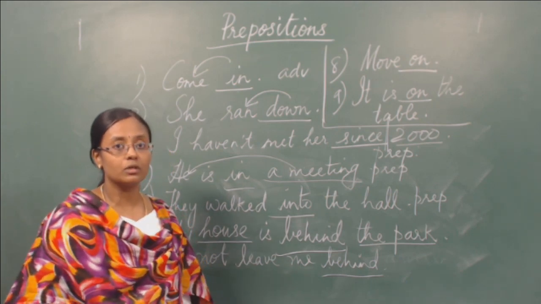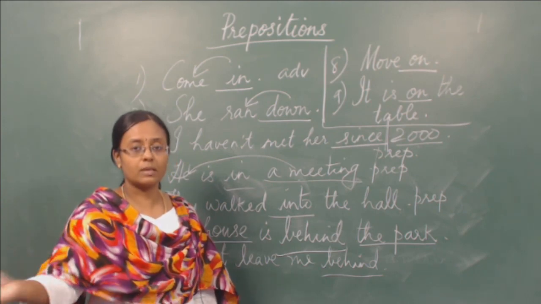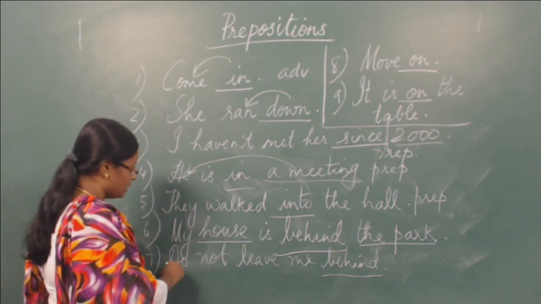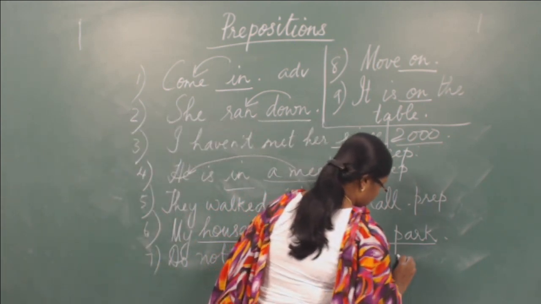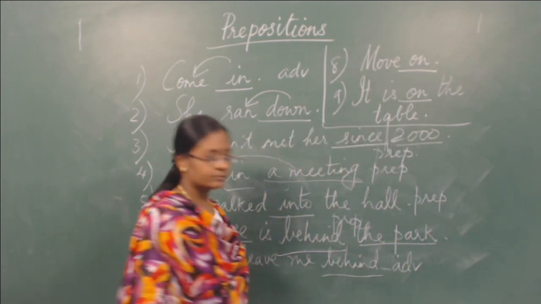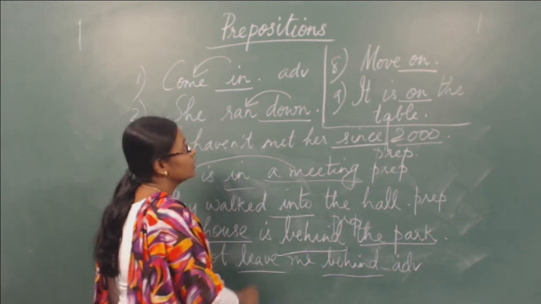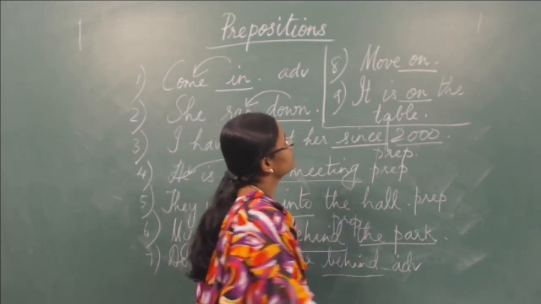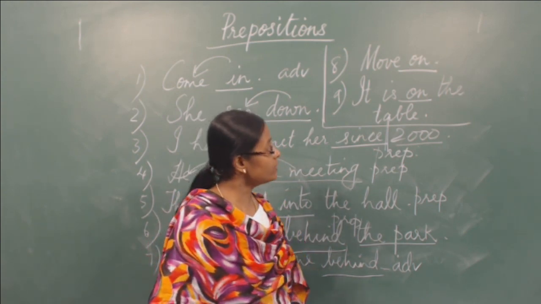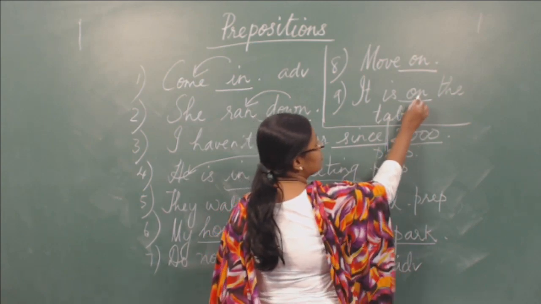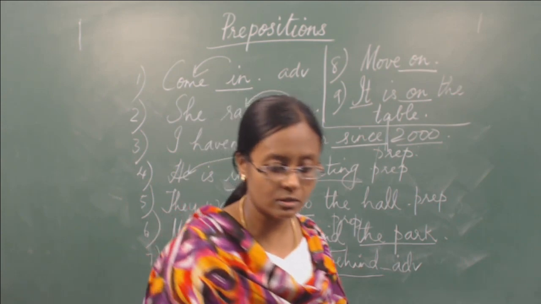What does the preposition do? It shows the relation between a noun or a pronoun in a sentence to some other word in the same sentence, right? Do not leave me behind. This is a preposition. Here this is an adverb. They left us behind. So it talks about the verb. Move on. Adverb. Talks about the verb move. It is on the table. So it shows the relation between the noun table and the pronoun it. So that is a preposition.